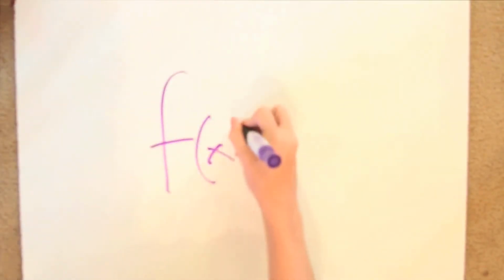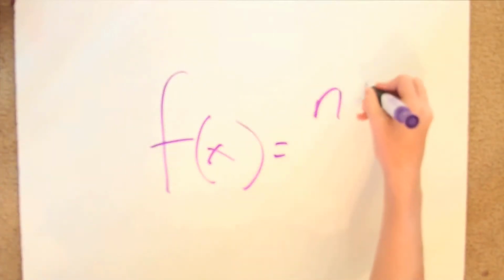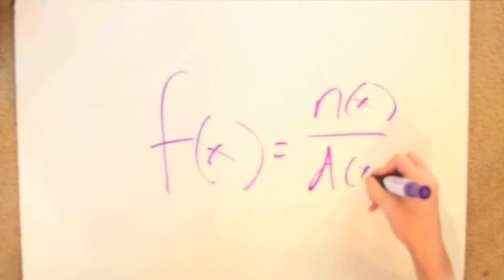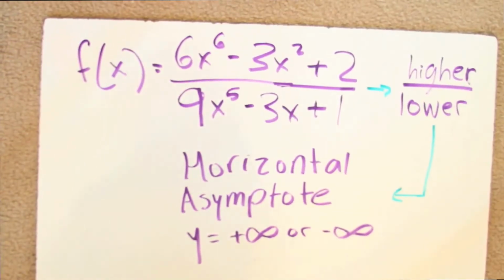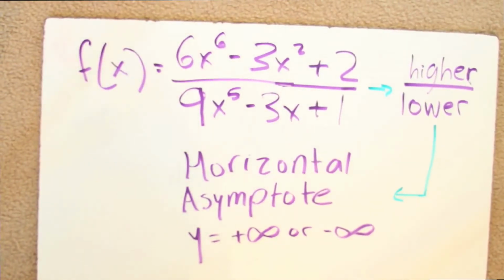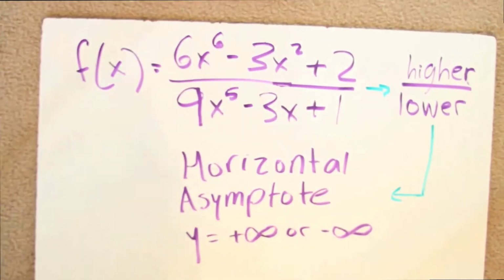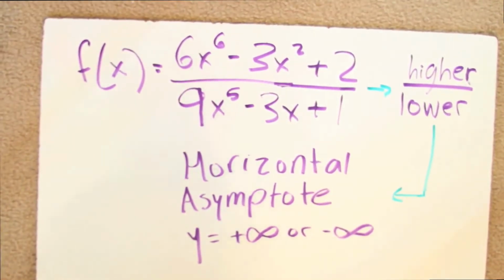There are two main ways to do that. For the first method, you will compare the degrees of the numerator and the denominator. For the purpose of this example, let's say that f of x is equal to n of x over d of x. If the degree of n of x is greater than the degree of d of x, the horizontal asymptote will not exist because the graph will continue upwards or downwards instead of traveling towards a horizontal asymptote.